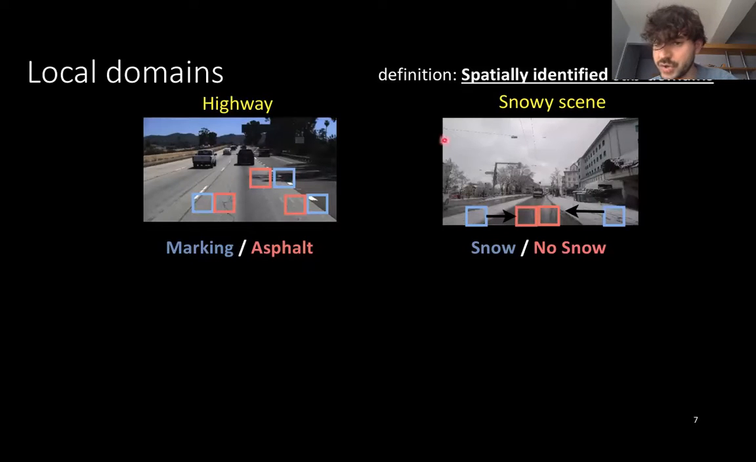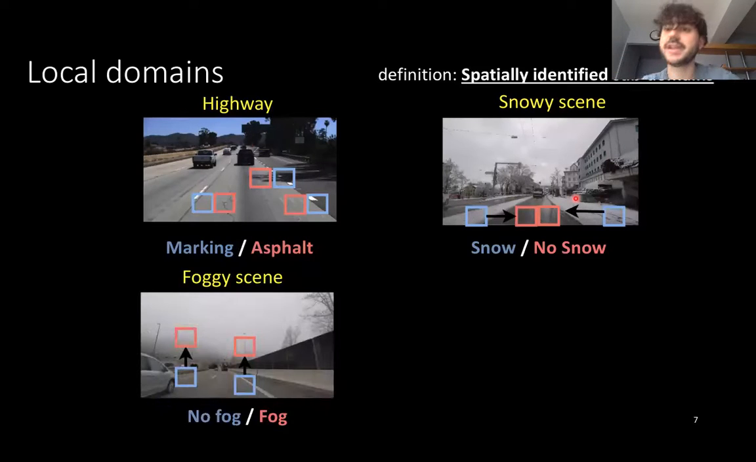For instance, in snowy scenes, we know that there may be regions in which we have snow and regions in which we don't have snow. For instance, sidewalks and main road, because the sidewalk is usually not clean, while cars and trucks passing on the road usually melt the snow. Or, for instance, we can have foggy scenes in which we know that there will be regions closer to the vehicle which have no fog, and regions far away which are foggy indeed.